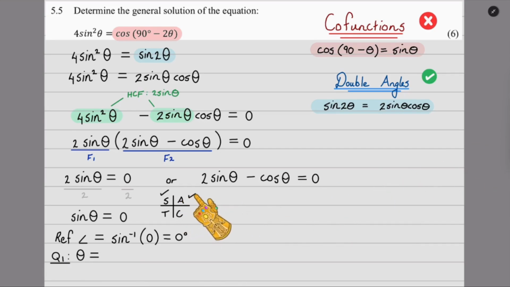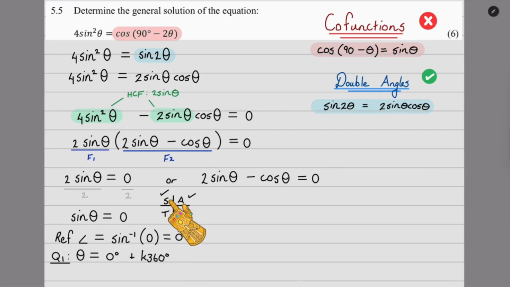And then for quadrant 1, you just put your reference angle in, and then we're going to say plus K360 because we're working with sine. And I cannot simplify that any further, so now I'm done with quadrant 1. Now I'm going to focus on quadrant 2 over here.